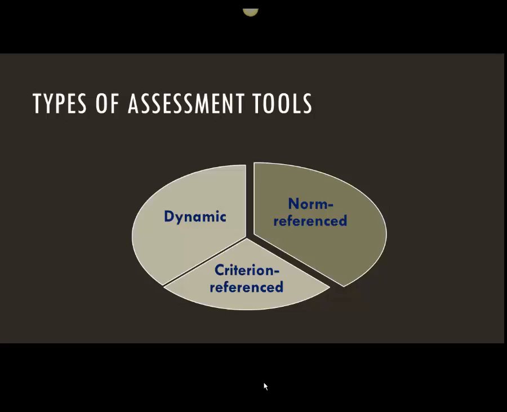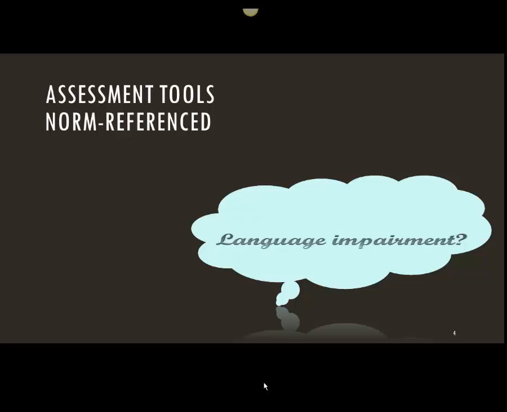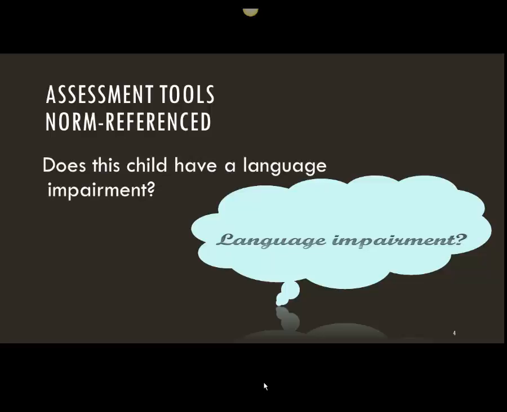In order to identify and describe language disorders, clinicians mainly use three types of assessments: norm-referenced tests, criterion-referenced tests, and dynamic assessment. Norm-referenced assessments are frequently used by clinicians. They are sometimes called standardized tests or formal tests. We use this type of test to answer the question on the screen. These assessments are designed to determine if a child has a language impairment.